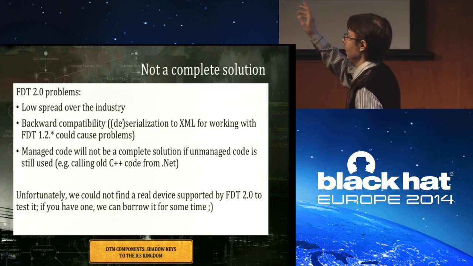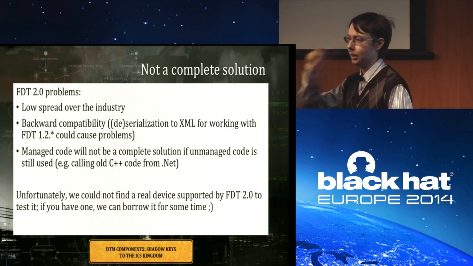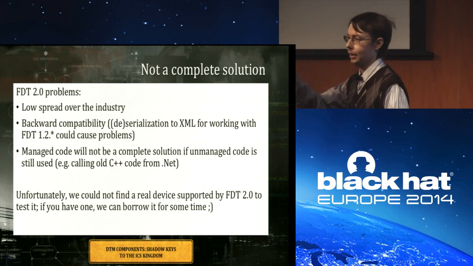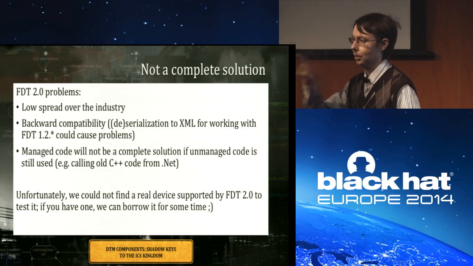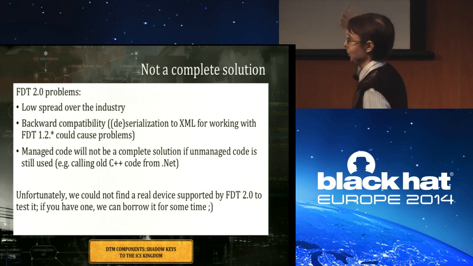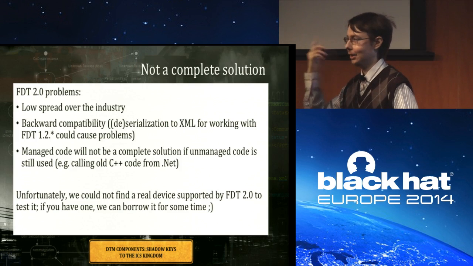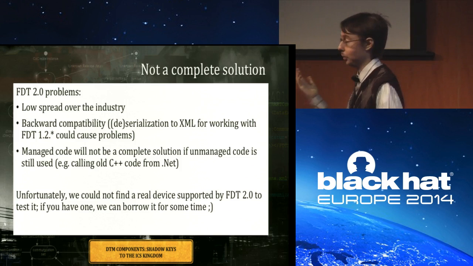Also, FDT version 2 has backward compatibility, an ability to serialize or deserialize .NET objects into XML for working with the previous components. So infrastructure could be built of FDT version 2 and FDT version 1 components. So nothing changed on this side. If you have at least one FDT1 component in the infrastructure, nothing will change.